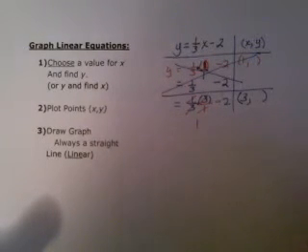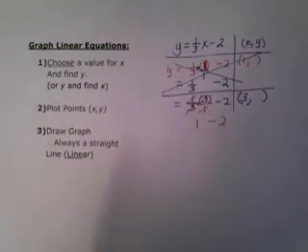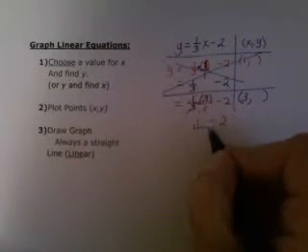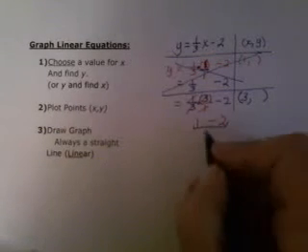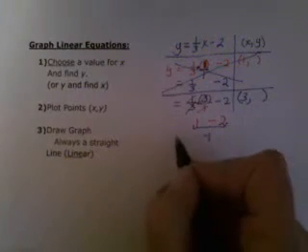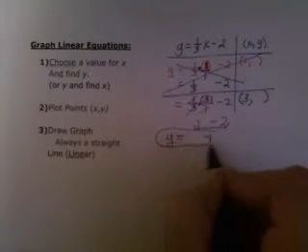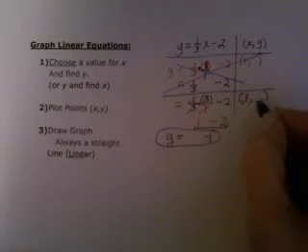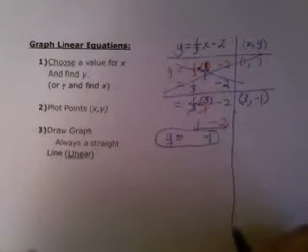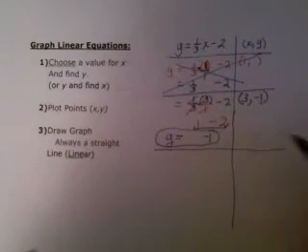So now what I have is 1 minus 2. If I have $1 in the bank and I write a check for $2, I'm going to have a negative $1 in the bank. So y is going to be equal to negative 1. So I now have the ordered pair 3 and negative 1. Well, that was a much nicer ordered pair to work with in the equation.